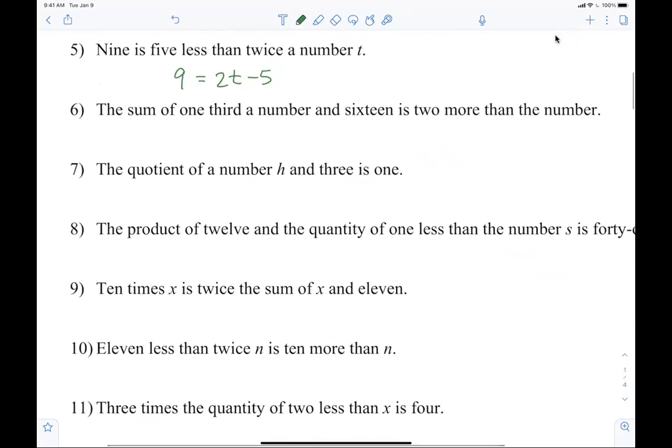So the sum of 1/3 a number and 16 is 2 more than the number. So 1/3 what? X. Yes, very good. 1/3 X plus 16. You're doing great.